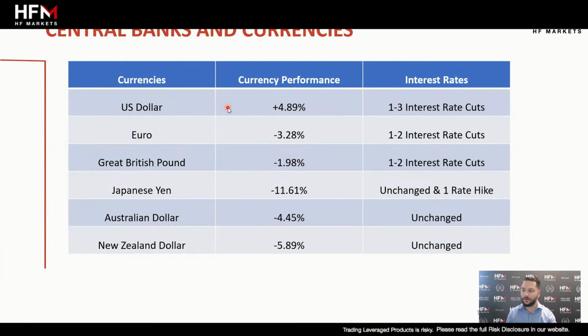Now, here, ladies and gentlemen, we've got six currencies. It's the most traded six currencies globally. So we can see we've got the US dollar, the euro, the GBP, the Japanese yen, the Australian dollar, and the New Zealand dollar. What I've done is I've given everybody the performance of these currencies. And in addition to this, in the last column, we're also going to look at interest rates and the future interest rate path.